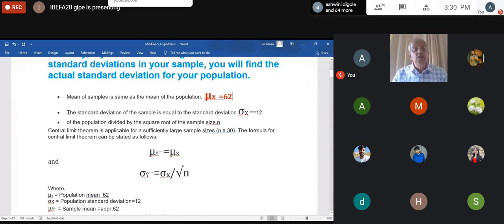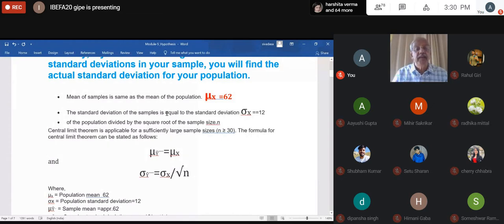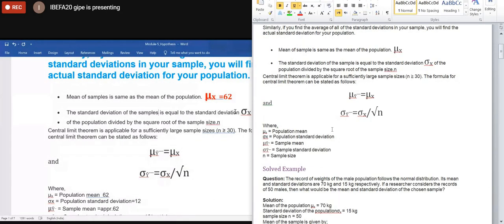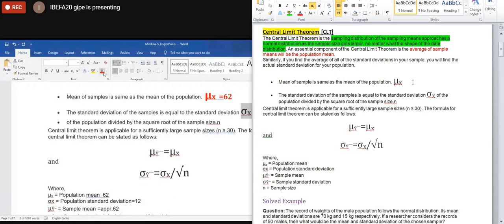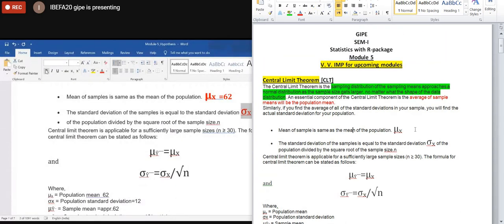The standard deviation of the samples is equal to the standard deviation of the original. This is for original data, but the central limit theorem is applicable for a sufficiently large sample size, theoretically n greater than or equal to 30.